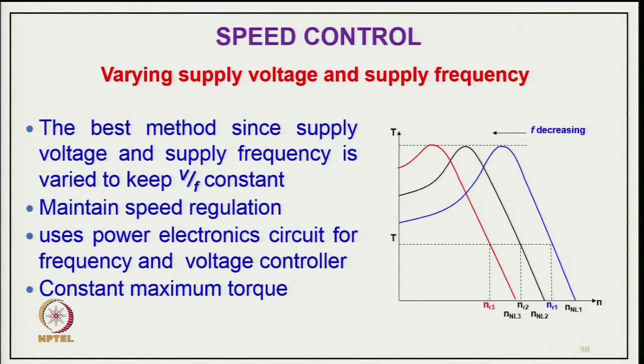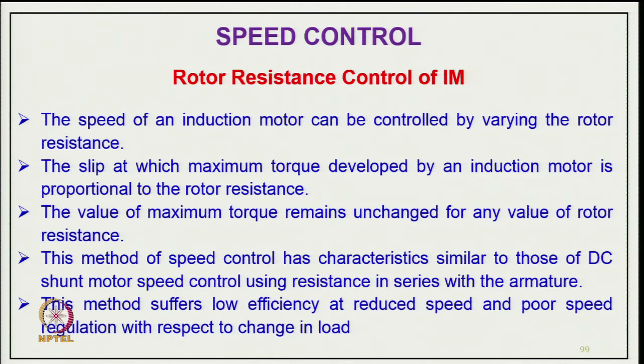The best method is where supply voltage and supply frequency are varied to keep V by F constant to maintain speed regulation, using a power electronic circuit for frequency and voltage control and constant maximum torque. In rotor resistance control, the speed of the motor can be controlled by varying the rotor resistance. The slip at which maximum torque is developed in an induction motor is proportional to rotor resistance, and the value of maximum torque remains unchanged at any value of rotor resistance.